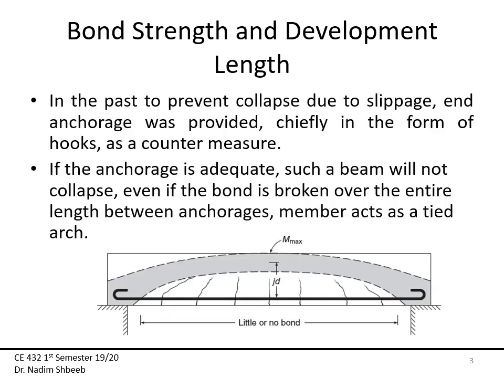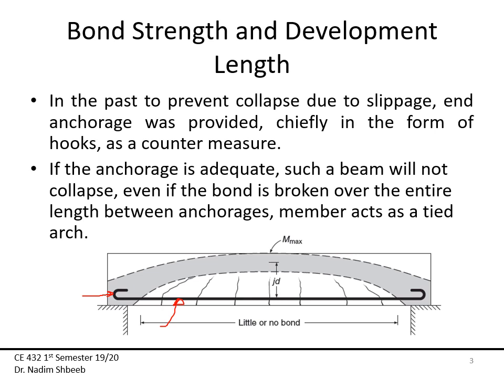Now in the past, as I said, there were no deformed bars and we were using smooth bars. So when the bond strength is broken between steel and concrete, these bars would actually slip out of the beams. I mean, they would literally slip out. People back then thought, how can I prevent that? And they introduced what we call hooks.